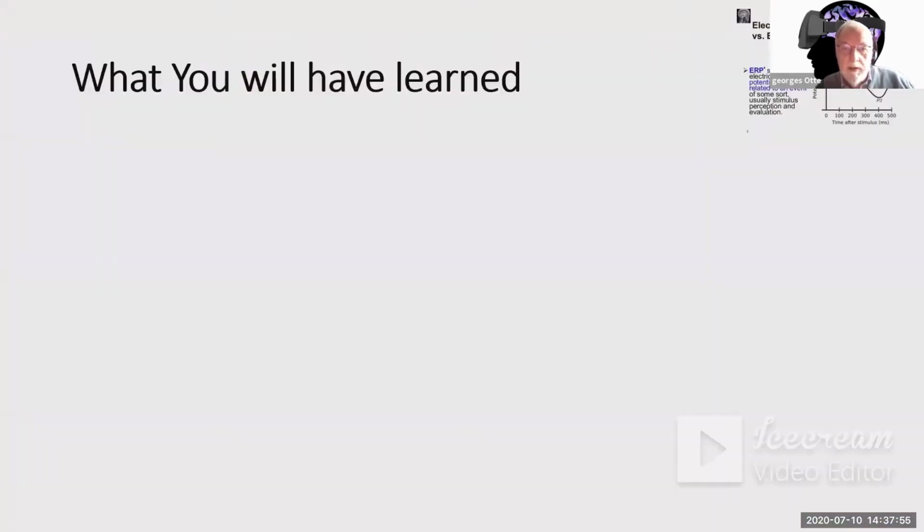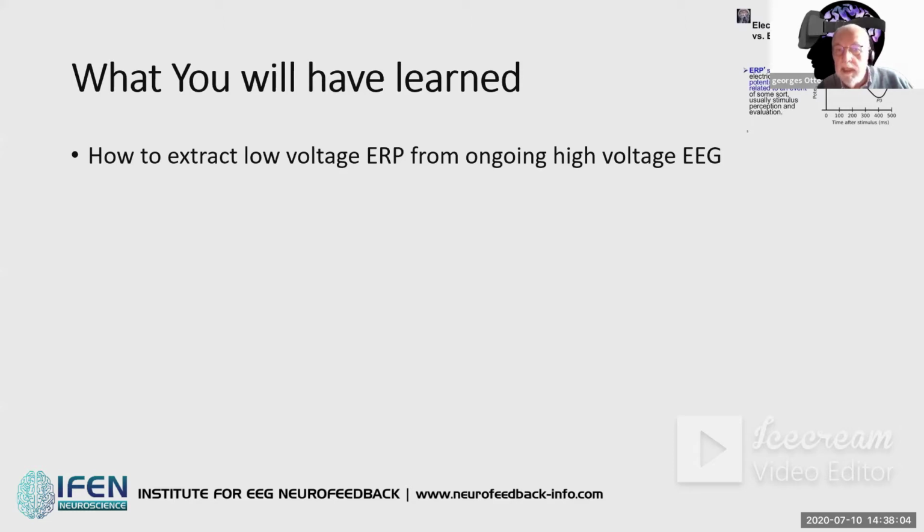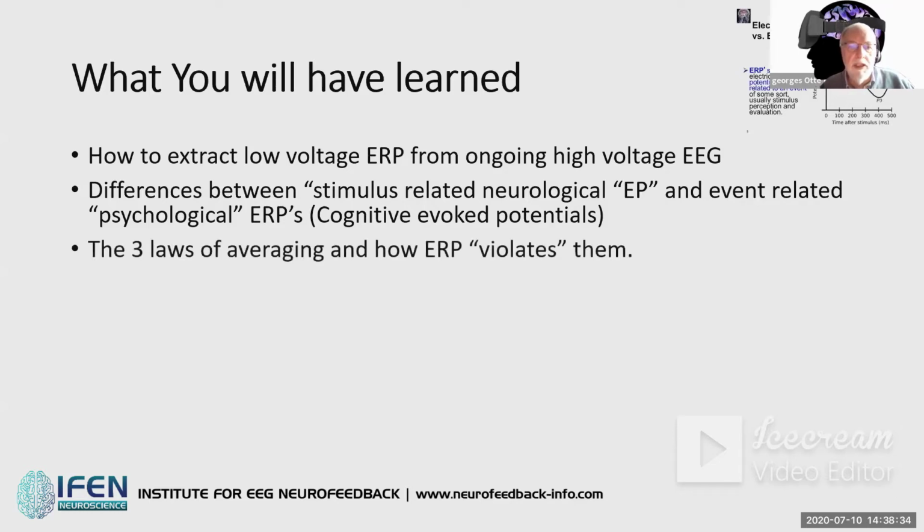Event-related potentials, what will you have learned at the end of this meeting? Well, how to extract these very low voltage ERPs from the ongoing high voltage background EEG. That will be a very important topic. And what will be the differences between the stimulus-related, what we call the neurological evoked potentials, EP, and event-related potentials. Some people call them slow potentials, other people call them cognitive evoked potentials. Let's relate them to event-related potential. I think this is a better definition.